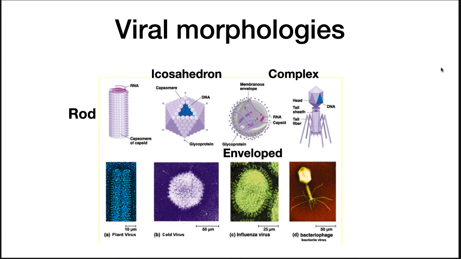Viral morphologies can be symmetrical or complex. There are rod-shaped viruses such as the tobacco mosaic virus, icosahedral viruses, meaning they're 20-sided, such as the cold virus, and envelope viruses such as SARS-CoV-2 and the influenza virus. Virus shapes can be complex. T4 is an example of a complex virus that infects the bacterium E. coli.